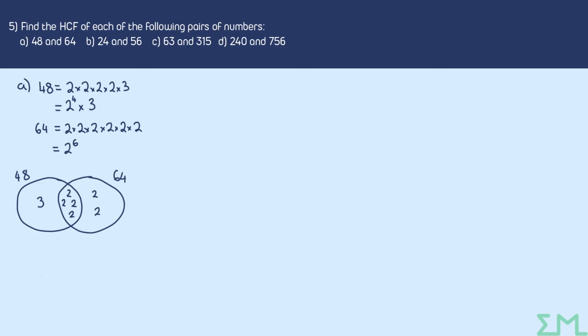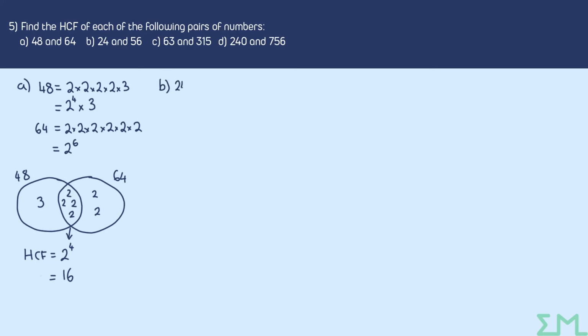Now where LCM was multiply everything in the Venn diagram, HCF is just multiply everything in the overlap. So highest common factor here then would be 2 to the power of 4, because there are 4 of them, which is 16.